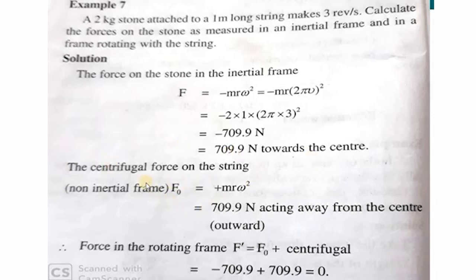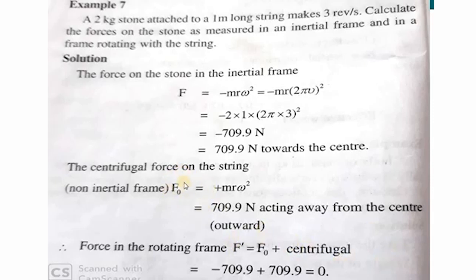The centrifugal force on the string is 709.9 acting away from the center. And the net force in the rotating frame is the total force. That is minus 709.9 plus 709.9. That is again 0. We experience only one force, but in a rotating frame, the net force is the actual force plus the pseudo force.